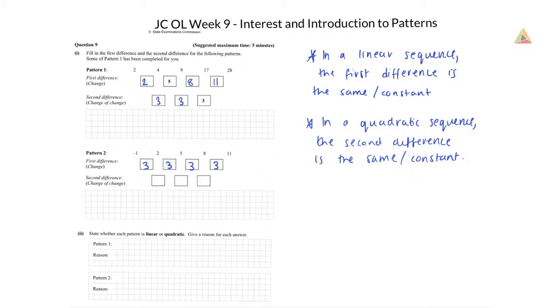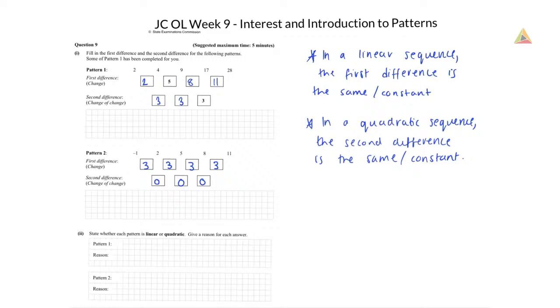The second difference here, the difference between 3 and 3 is 0. Again, the difference between 3 and 3 is 0. And finally, the difference between 3 and 3 is 0. So we know that the second pattern there is going to be a quadratic. And this brings us to the last part of the question.